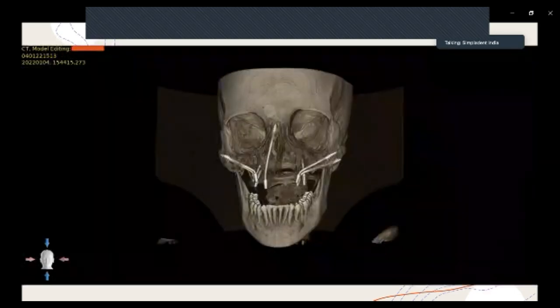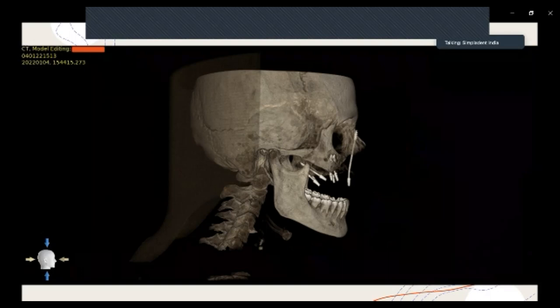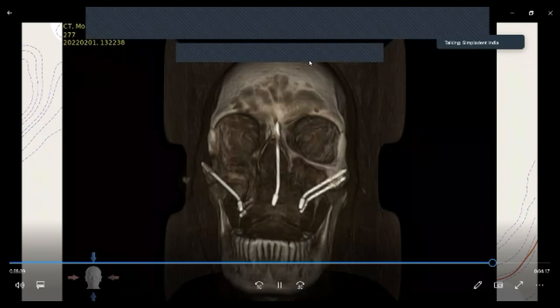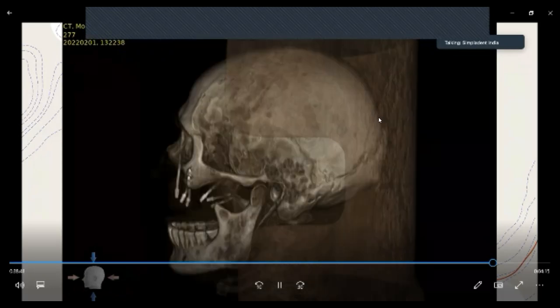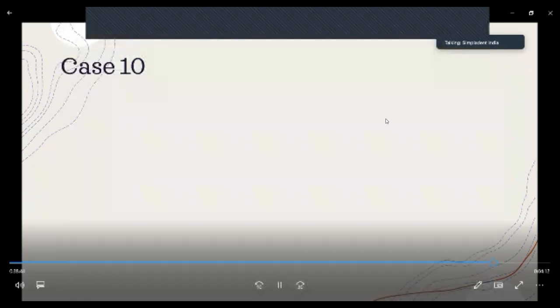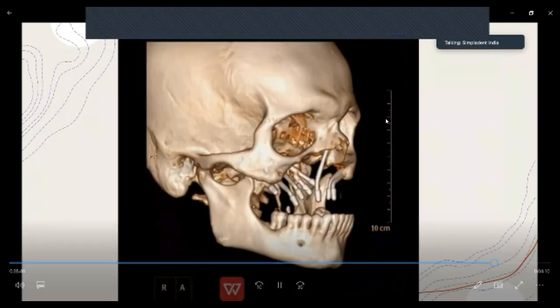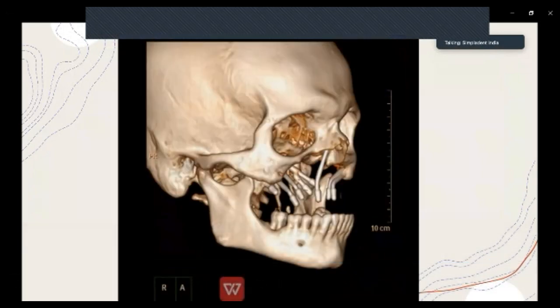Case 8, again one more case is there. As you can see, all has become routine now. Case 9, again you can see. Case 10, a recently done case, just 3 or 4 days back.